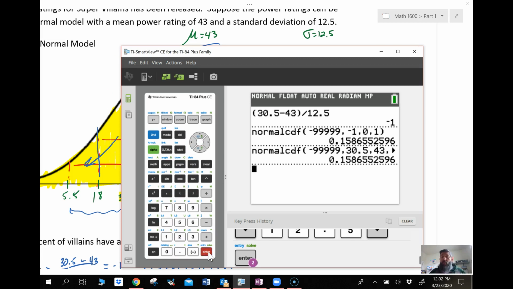So remember, though, that the important thing here is that when you're using the TI-84, you are aware that the mean and the standard deviation that you're using are either, if there's z-scores, you're using 0 and 1. If you're using the values that they gave you, the mean and standard deviation, then you're not using z-scores, you've got to use what's given to you, okay?